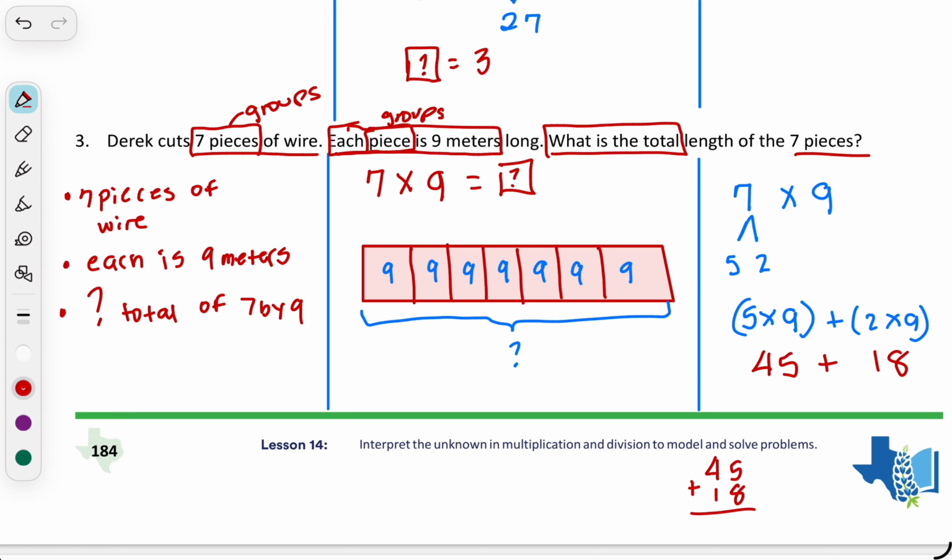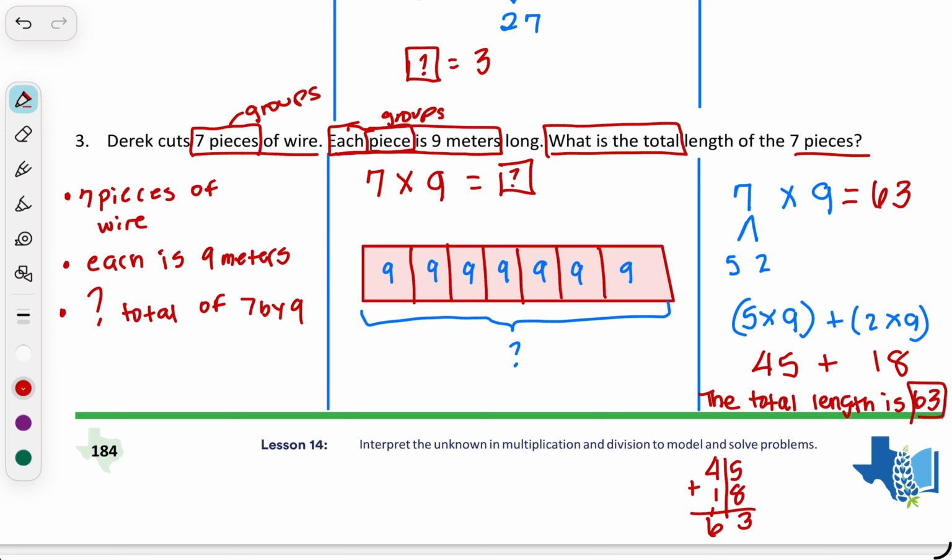And so now we got to figure out, well, what's 45 plus 18? Okay, so 5 plus 8 is 13, so you write the 3 and carry the 1. So now you have 4 plus 1, which is 5, plus 1 more, which makes 6. So that means our answer to 7 times 9 is 63. So our solution statement will be the total length of 7 pieces is 63. So I'm going to put the total length is 63. What? 63 pieces. And then I'll circle that there.